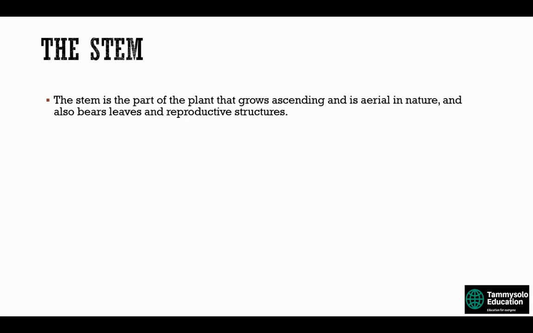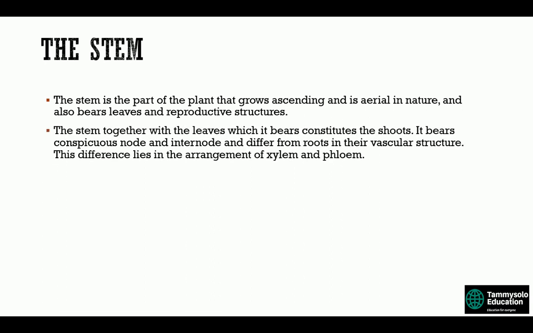The stem is a part of the plant that grows ascending in the air in nature, and also bears leaves and reproductive structures. The stem, together with the leaves which it bears, constitutes the shoots. It bears conspicuous nodes and internodes and differs from roots in its vascular structure. This difference lies in the arrangement of xylem and phloem.